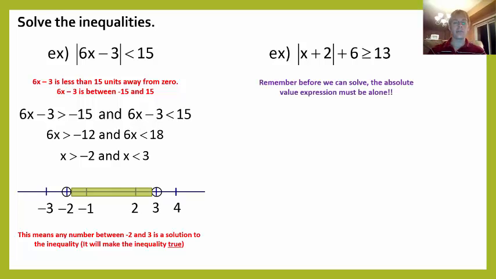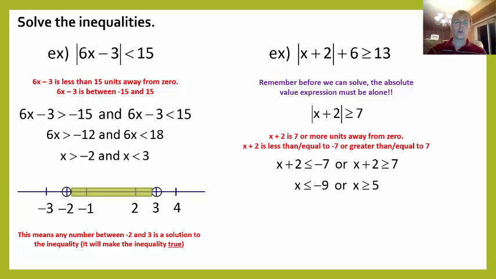Well, one thing we've got to remember from solving equations is that our absolute value expression must be alone. So the first thing I have to do here is subtract 6 from both sides. Once I do that, I have the absolute value of x plus 2 is greater than or equal to 7. So what this is saying is my absolute value, x plus 2, could be 7 or more units away from 0, or it could be negative 7 or less units away from 0. But it's got to be further away, 7 or further units away from 0.